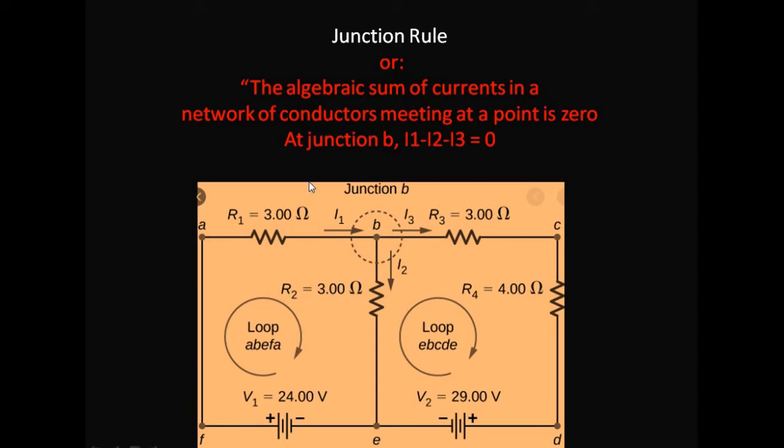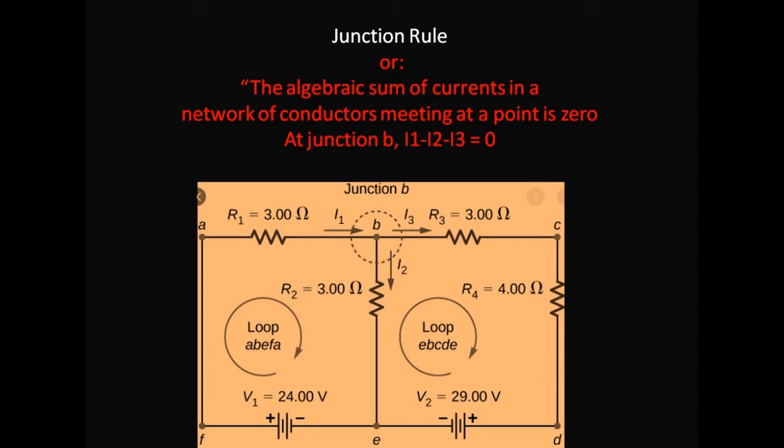Now, if you want to see what exactly it means, take a look at this circuit diagram. Take this junction B. You can see in here, the current entering junction B is I1, and there are two currents leaving the junction. They are I2 and I3. Now, when we want to use this alternate statement to describe the junction rule, you have to be careful about the signs of entering currents and leaving currents. Typically, you may take entering currents as positive and leaving currents as negative.